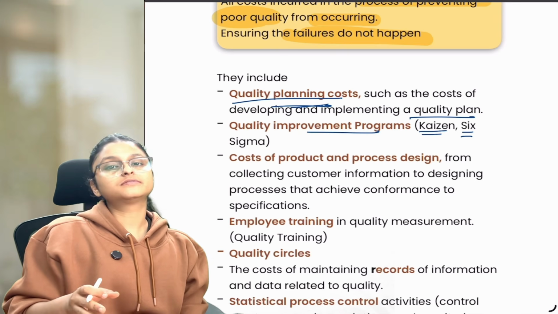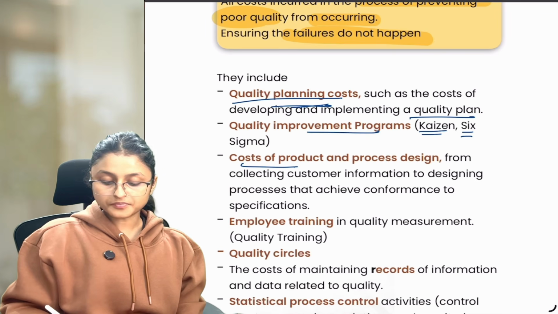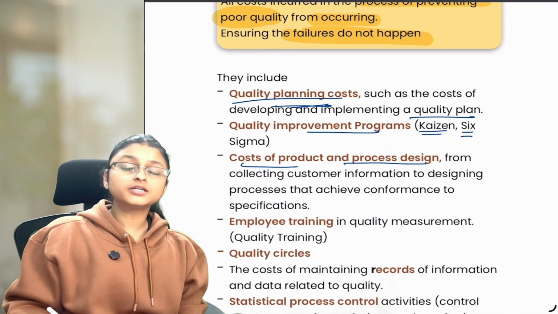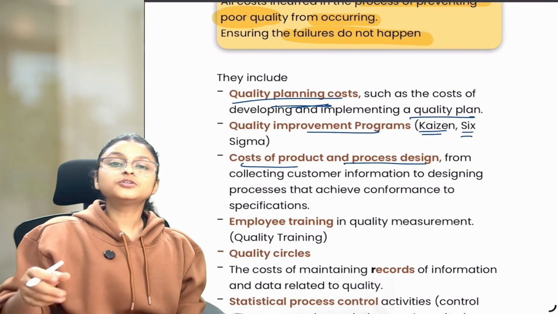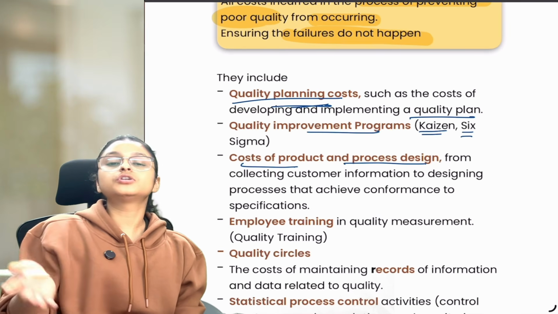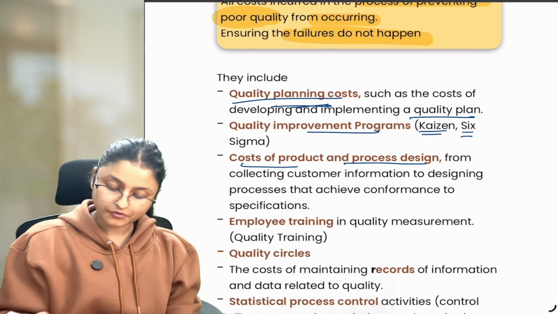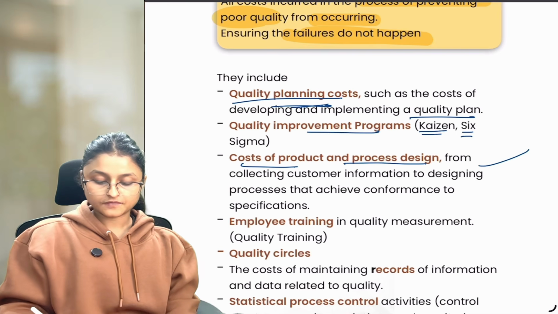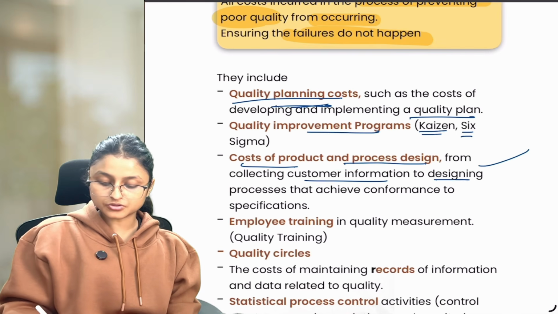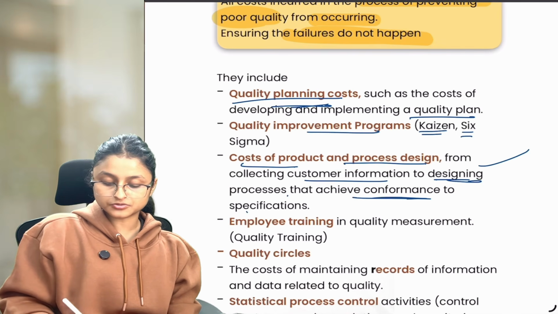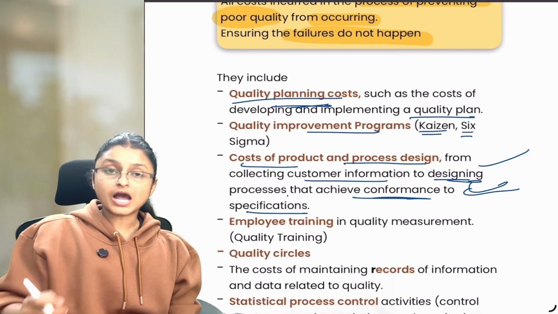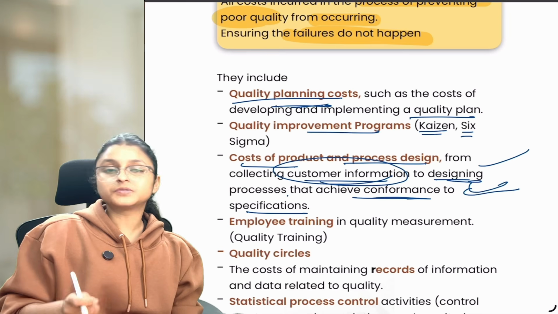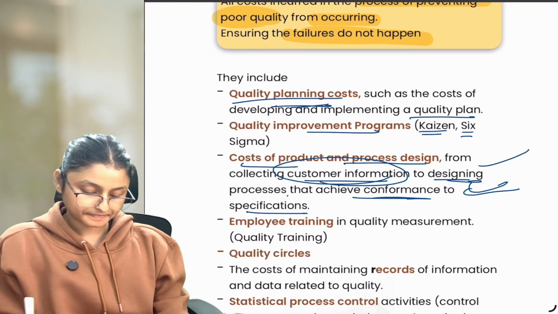That also will have some cost of it. Cost of product and process design. We already understood that when you are doing quality assurance, then you need to design your process and your product again. For that also we need to incur cost, from collecting customer information to designing processes that achieve conformance to specification. So we are designing our processes and our product on the basis of what information we got from the customer.